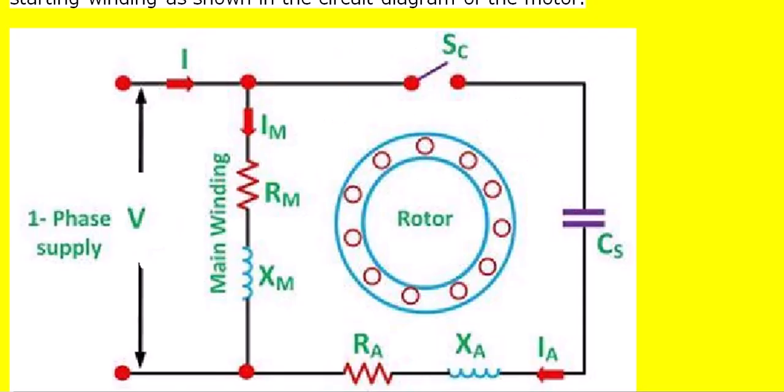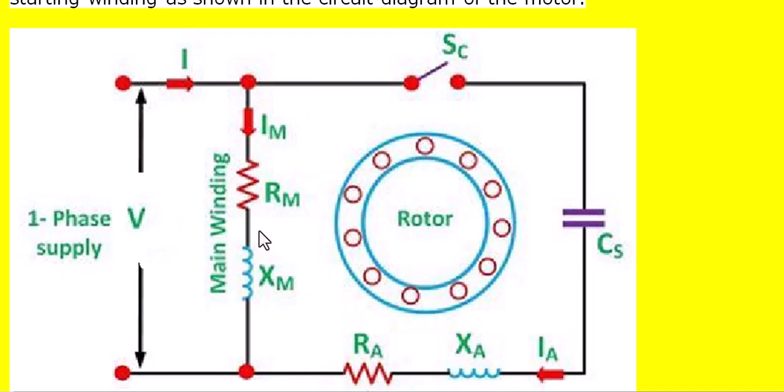So in order to start this, we need to add another resistance or another winding to get the starting torque. To get that starting torque, another winding called the auxiliary winding is connected in series with a capacitor and also in series with a centrifugal switch. In this single phase induction motor, mainly there are two windings. One is called the main winding, the other is called the auxiliary winding.